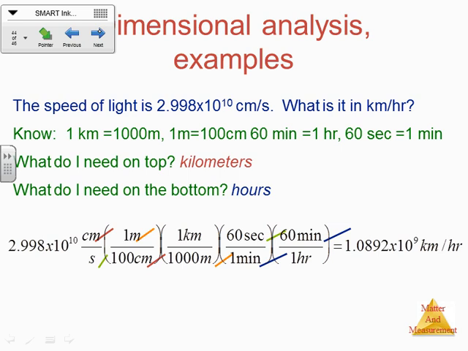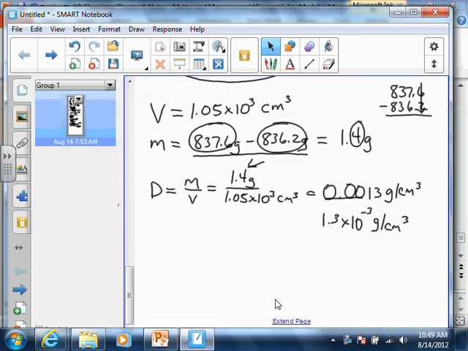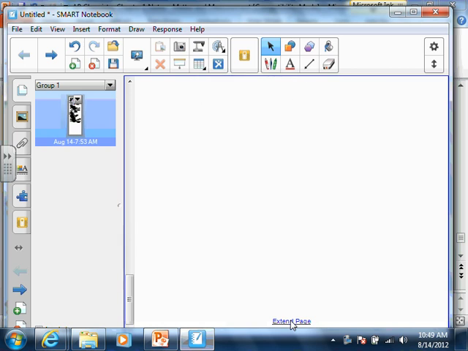So, first off here, speed of light is 2.998 times 10 to the 10th centimeters per second. What is it in kilometers per hour? Okay, now, this is a tough one because you've got centimeters, and those are not lined up. Tell you what, I'm going to do this on a separate page here, and I'll just walk you through how this works. I think that'll be better anyway, so you can see the process.